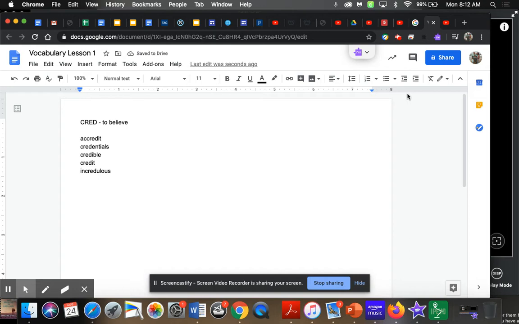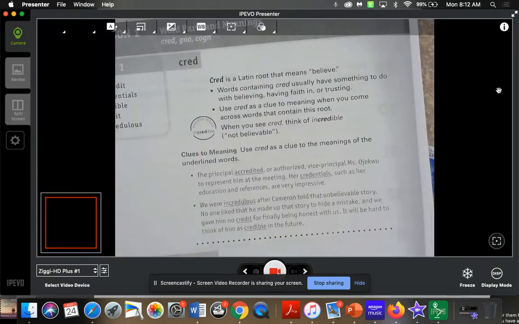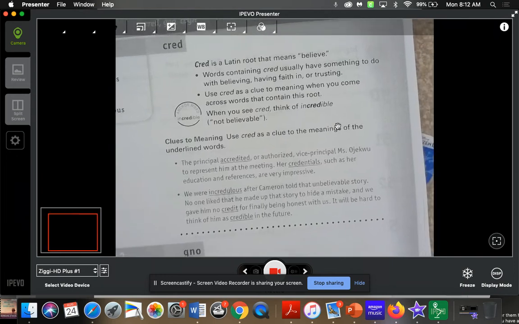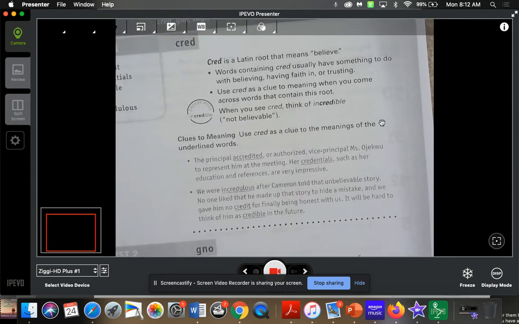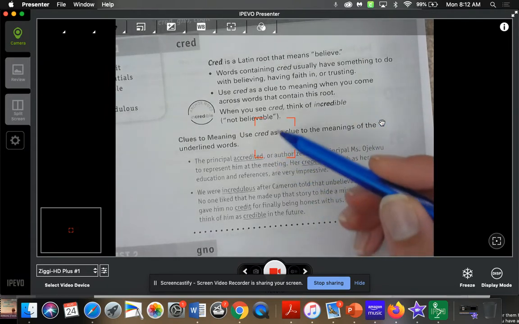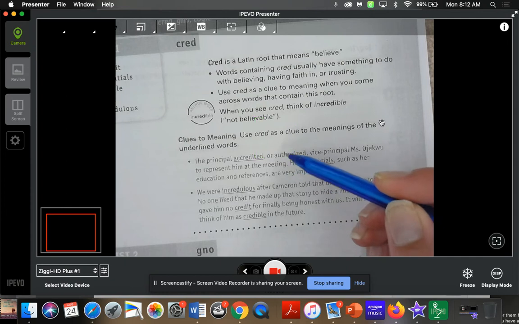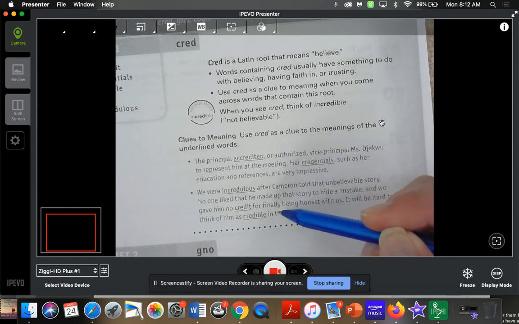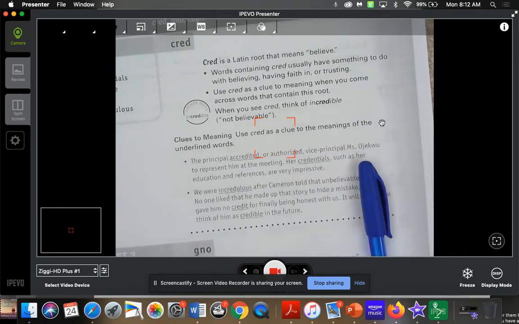Okay. So if you look at your page, you have this. Correct? You guys have this in front of you. All right. So we need to figure out, based on this down here, what these words mean. We're going to use the underlined word to figure out what it means.